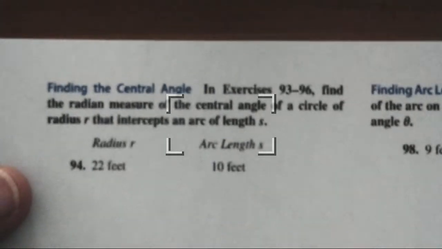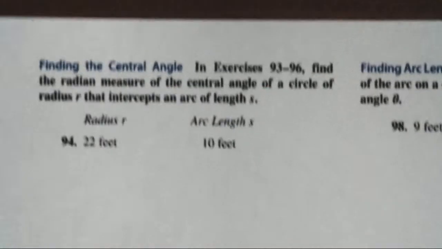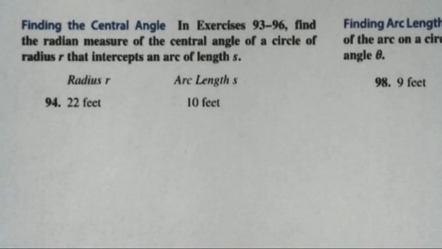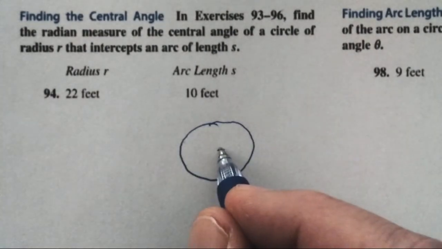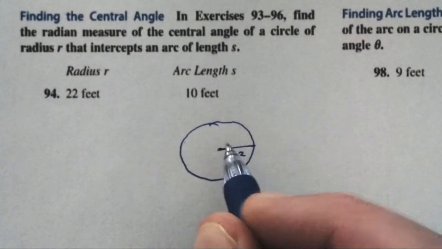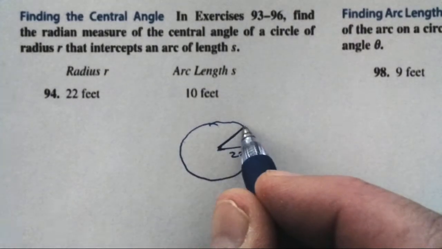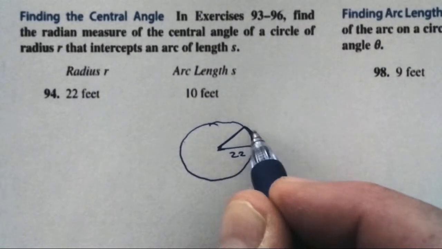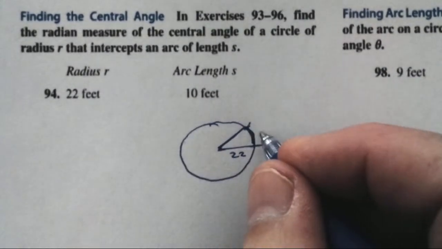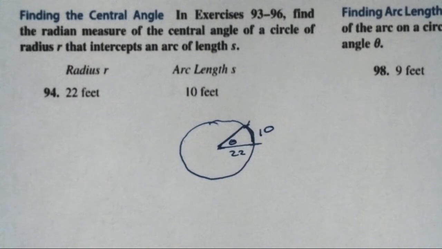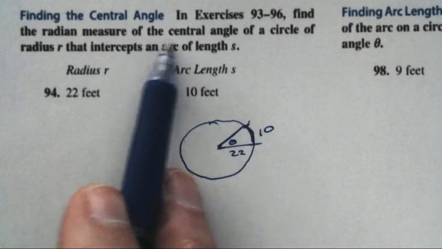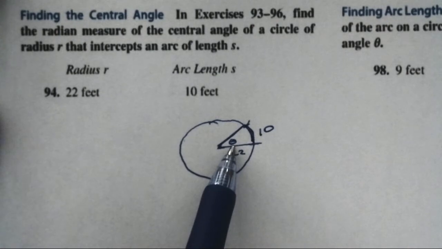Okay, moving on here. Find the radian measure of the central angle. As we talked about on the first part, if I've got a circle here, and the radius is 22, I'm not really going to worry about trying to draw this too much to scale, and the arc length here that's intercepted is 10, and we've got an angle theta in here. Find the radian measure of the central angle. We're looking for the measure of theta.